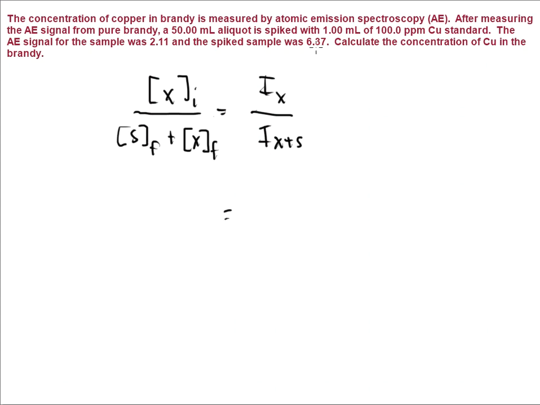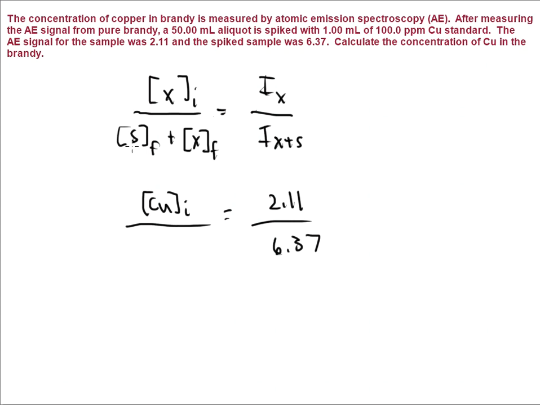I sub x is the signal of the sample, which was 2.11. I see it right there, 2.11. The I of x plus s, that is the signal from the spike. That's 6.37, or the standard addition. So those two numbers get filled in pretty quick. The x represents what you're looking for. Well, I'm looking for copper here, and I want to know the initial copper concentration of that brandy that was given to me, probably before I drank it all.